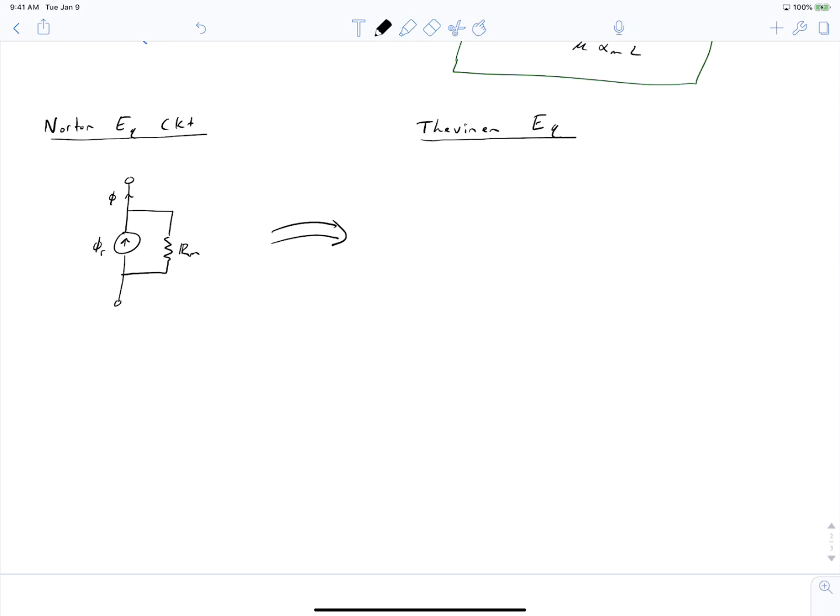So the Norton form consists of a current source in parallel with a resistance. The Thevenin equivalent circuit, or the Thevenin canonical form, consists of a voltage source in series with a resistance. So in our case, it's a current linkage in series with a reluctance. And if you'll recall, you can convert between these two forms by simply multiplying your resistance by your current source to determine the voltage source. And we're going to denote this as a current linkage. This is going to be the equivalent current linkage of a magnet.